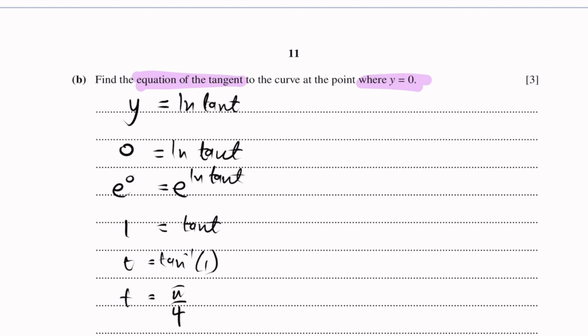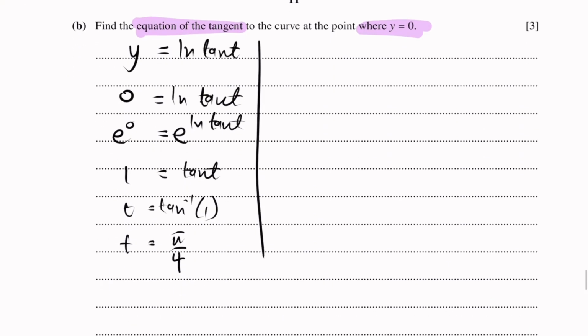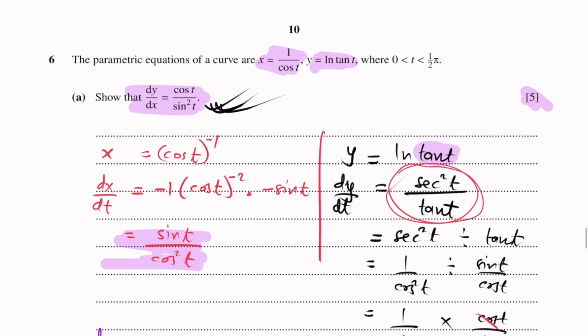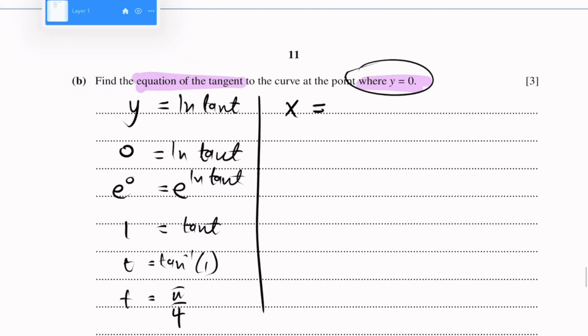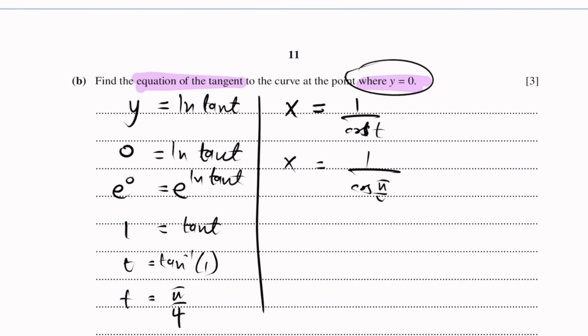Okay, so now that we have this, then we can look for our x and y values. You don't even need the y value because you know y is 0. So x is going to be 1 over cos t, and t is pi on 4. So we have 1 over cos pi on 4, and our x value becomes root 2. So our point is root 2, 0.